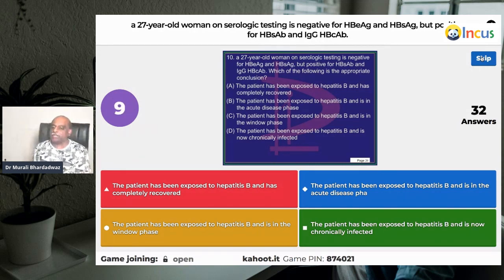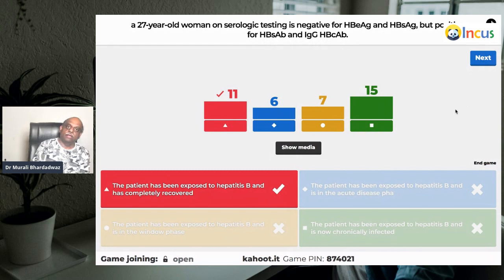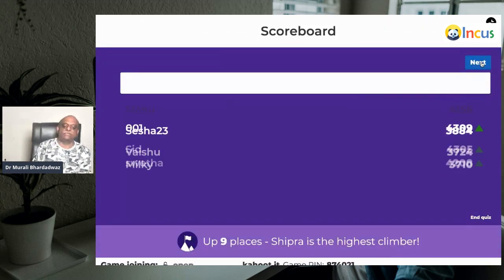Very good, very good. 11 of you have correctly answered. The serological profile where he is negative for envelope antigen means it's not proliferating. And negative for surface antigen means he is immune. And positive for surface antibody. So that's the reason the patient is exposed to hepatitis B and has completely recovered. Is the inference is what you should remember.